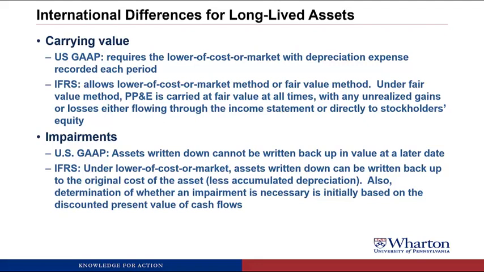Another difference is that in those impairment tests, the determination of whether an impairment is necessary is based on the discounted present value of cash flows, whereas under US GAAP, remember, it was based on that undiscounted measure of cash flows. And again, this discounting versus undiscounting will make more sense next week when we talk about how to do present values. And so that wraps up our two-part blockbuster look at issues related to long-lived tangible assets.